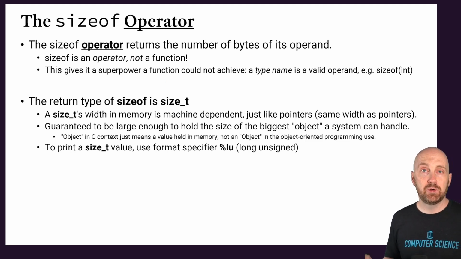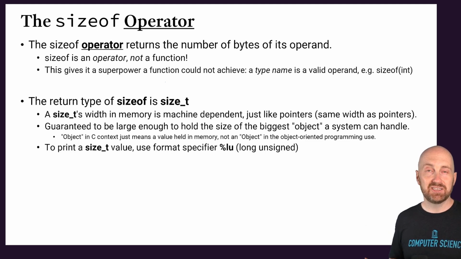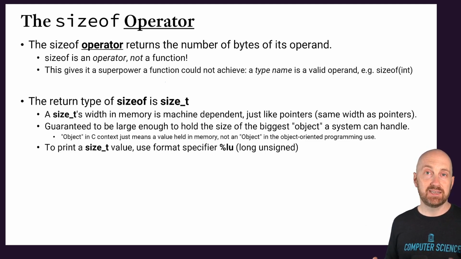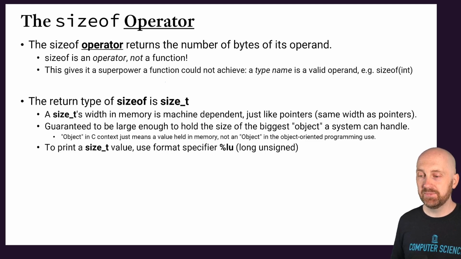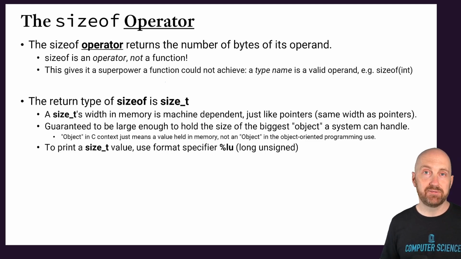The sizeof operator will result in a value of size_t, which is a type that you can declare. So you can have variables that hold a size_t value, to which you would assign the result of the sizeof operator. And how many bytes a size_t needs in memory in order to store its values is machine dependent as well.